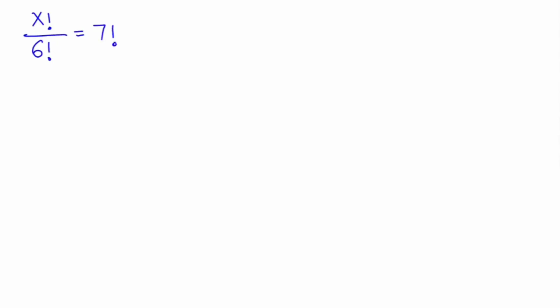In this video, we are going to solve a nice factorial equation. X factorial over 6 factorial is equal to 7 factorial. Here we are going to find out the value of x. So let's start our solution.